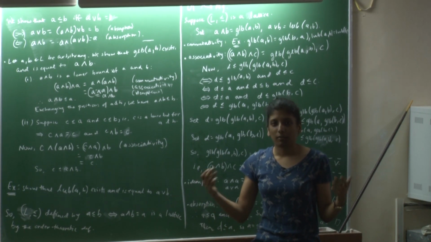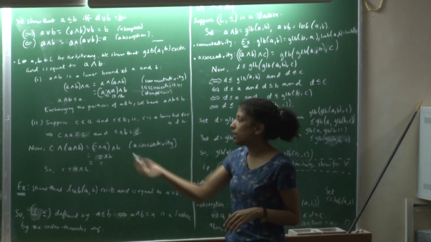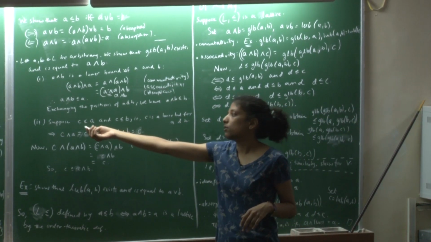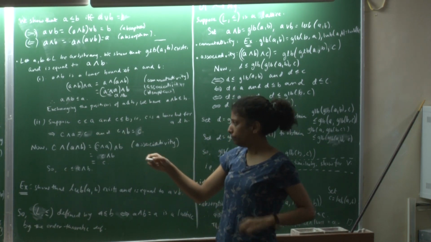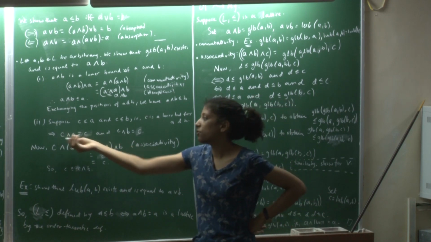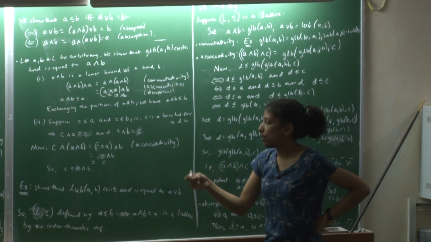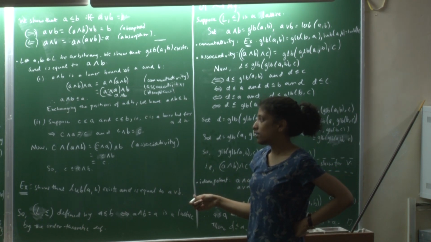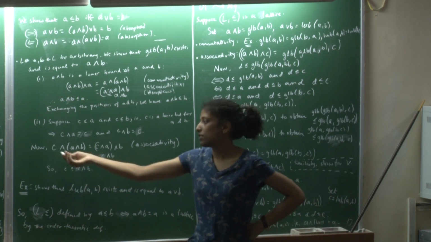Yeah, if anything else is a lower bound, it has to be less than or equal to a candidate. So suppose that you have a lower bound C. So C is less than or equal to A and C is less than or equal to B. By definition, you just write it like this: C meet A is C and C meet B is C. Now we have to show that C is less than or equal to A meet B. So we start with this.